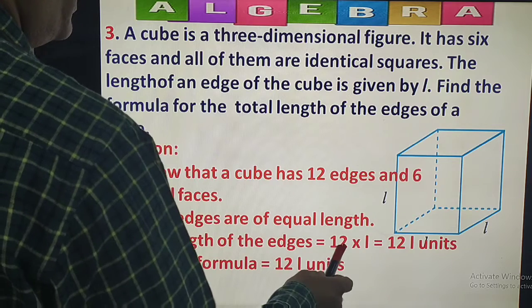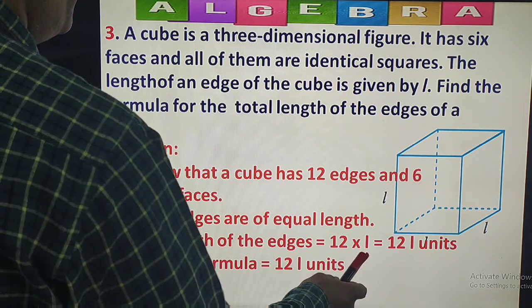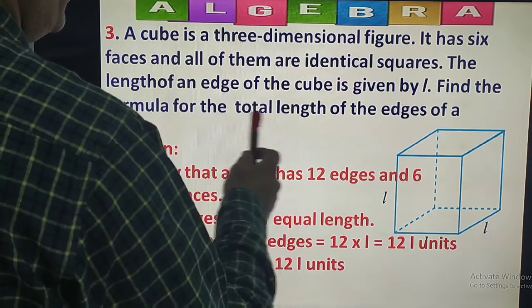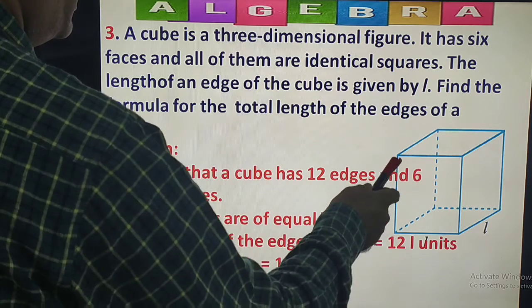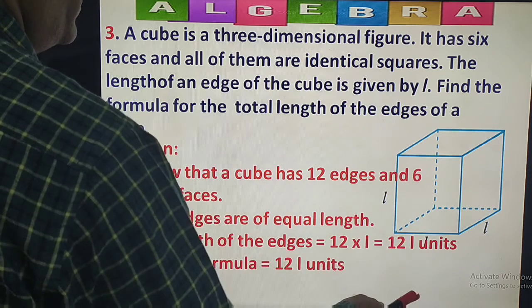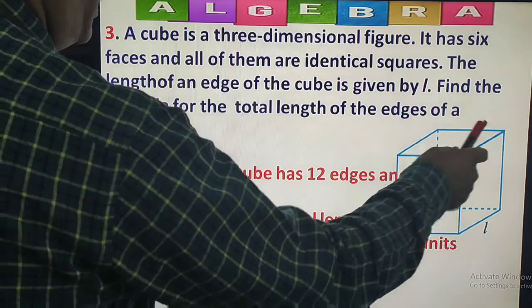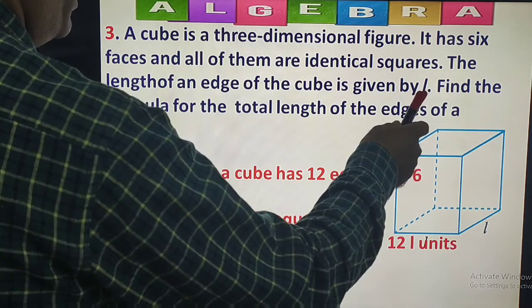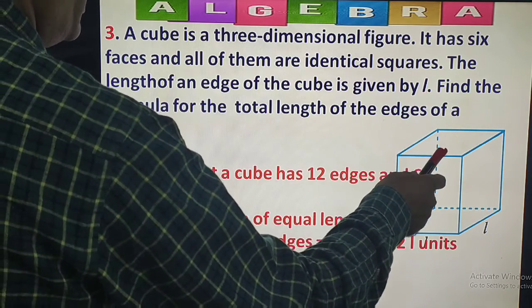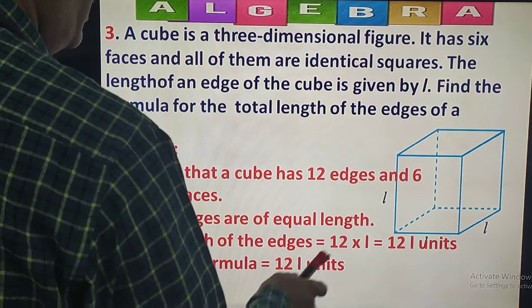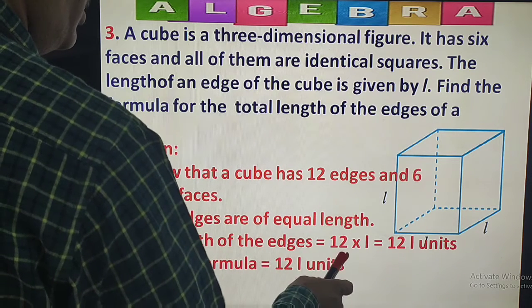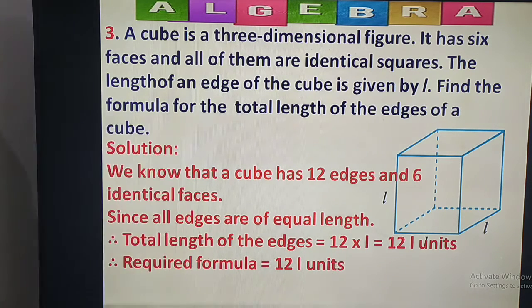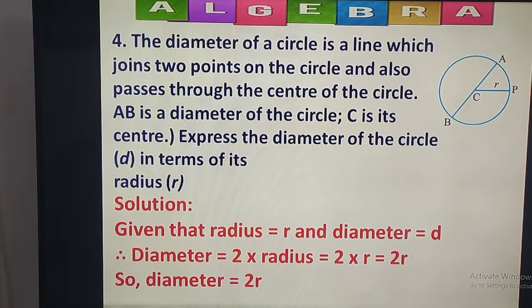Means L plus L plus L plus L. How many times? 12 times. So the total length of edges of the cube is equal to 12L, because there are 12 edges of the cube, and each edge has length L, and each edge of the cube is equal. And that is why it is L plus L plus L, 12L times. So the total length of edges is equal to 12L units.